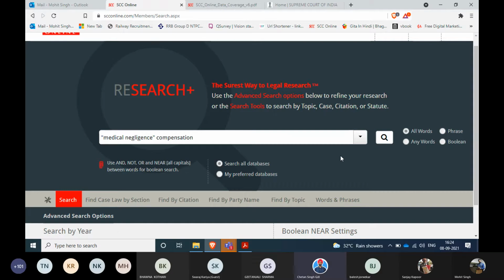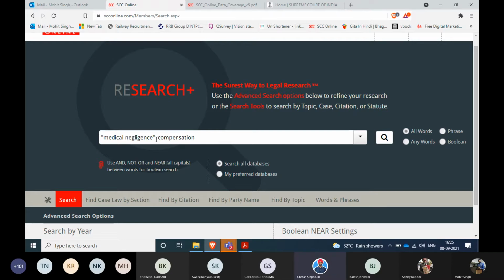I want that compensation and medical negligence should be relevant to each other, should be talking to each other, should be in the same sentence. If I do a start search, it might come in the same sentence. That means they are relevant to each other. There's a possibility that medical negligence comes in the first paragraph and compensation comes in the last paragraph. Then what happens? It is obviously not relevant to me. So to make it more relevant, I will have to ensure that these 2 words are occurring near to each other.